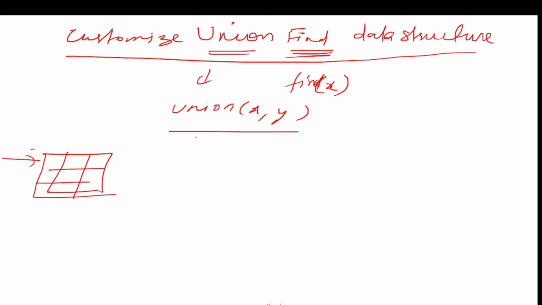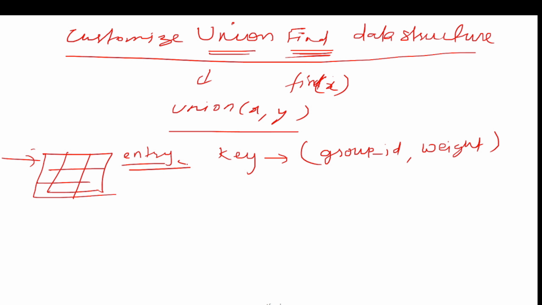And for that, the entry is defined as follows. There will be a key, and then there will be a group_id, and then there will be a weight. So we will make each entry like this. Each entry will look like this: a key, group id and weight.